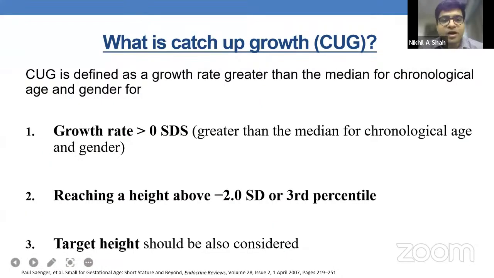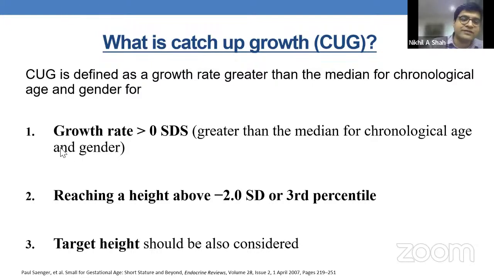So now coming to the important concept of what is catch-up growth. Catch-up growth is defined as growth rate greater than the median for chronological age and gender, that is greater than 0 SD, reaching a height above minus 2 SD or 3rd percentile, and target height also should be considered. I agree that this slide is a bit complicated, but we need to understand that catch-up growth is when the height should at least reach minus 2 standard deviations or 3rd percentile, or it should reach the target height, whichever is more. If it is below that, we will say that there's poor catch-up growth or failure of catch-up growth.